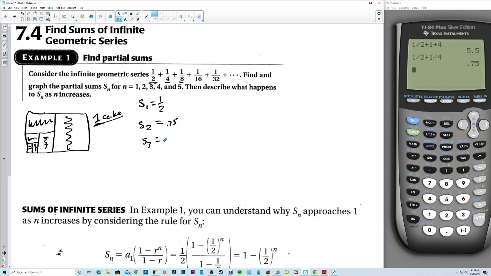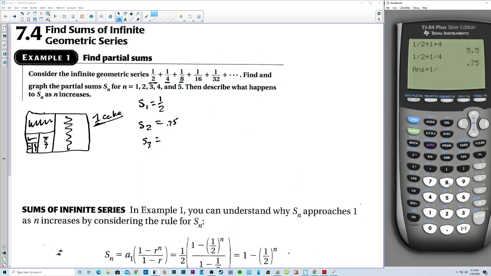So let's do a few more and see. We're going to plus 1/8. And it's getting higher, but not over 1 yet, and it never will be. 0.875, that's S sub 3. So S sub 4, we added 1/8, so let's add 1/16. And that's 0.9375. Getting closer to 1, getting real close to 1 now.